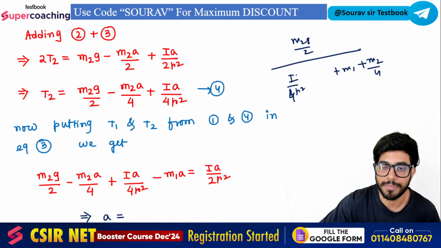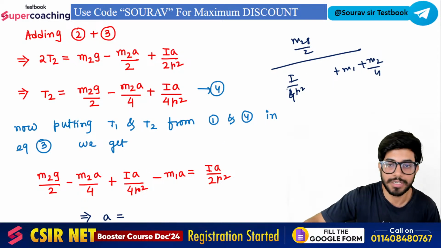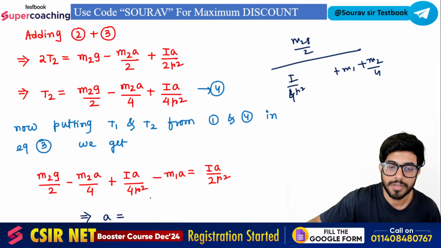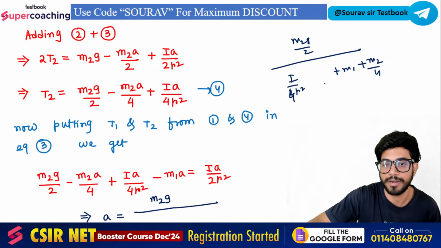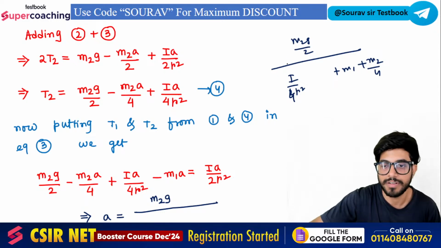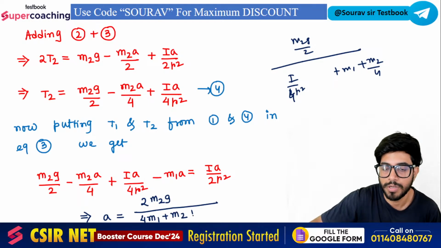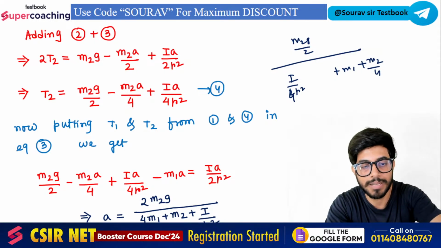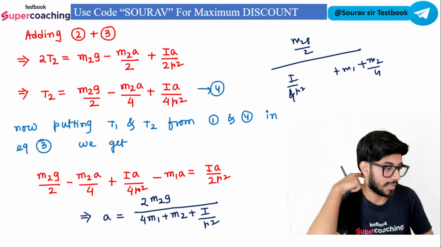m1 plus m2 by 4 plus I by 4r square. So just write down m2g and multiply this 2 over here. So m2g divided by, if I multiply this 2 in the numerator and denominator, or if I just multiply 4 on the numerator and denominator, it's 4m2g by 2, 2m2g, and here I'm going to get I by r square, 4m1 plus m2 plus I by r square. So I think you all can see the expression.